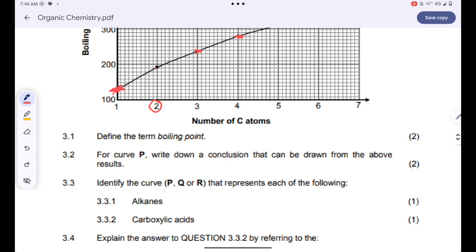Are we together? Our conclusion will be: the longer the straight chain, the higher the boiling point.